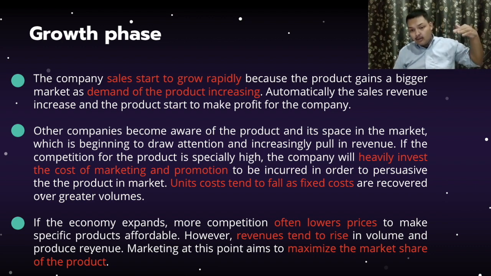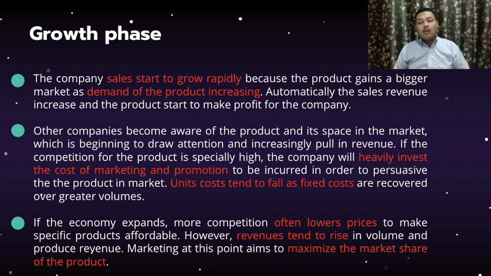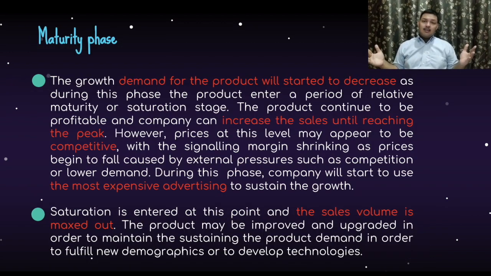Unit costs tend to fall as fixed costs are recovered over greater volume. If the company expands, more competition often lowers price to make the product affordable. However, revenue tends to rise with the volume. Marketing at this point aims to maximize the market share of the product. As we can see just now, that is what happened during the growth phase.